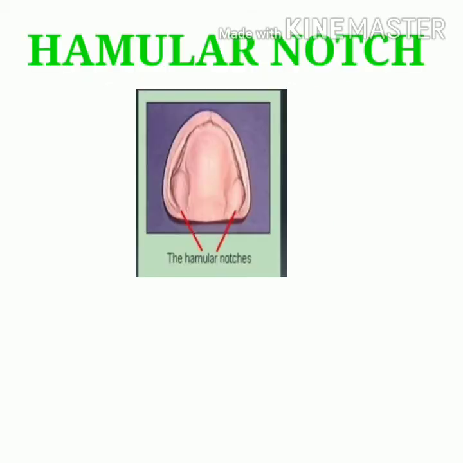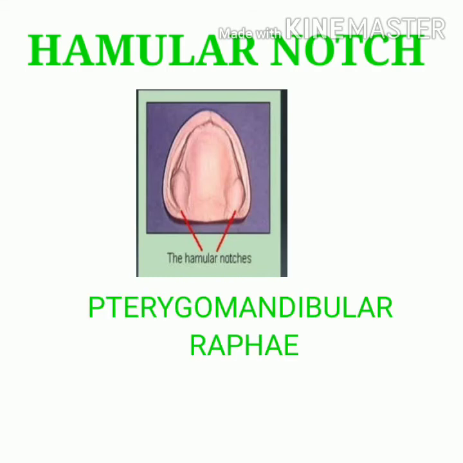The next structure is hamular notch. You all are seeing that the areas marked with red lines are hamular notches of the maxilla. Pterygomandibular raphe is the main muscle attachment of hamular notch. It is a ligamentous band that extends from the hamulus of medial pterygoid plate, passes through the hamular notch and ends at the mylohyoid ridge.